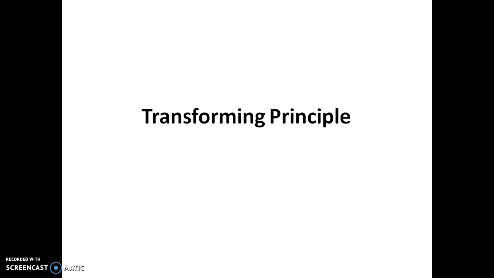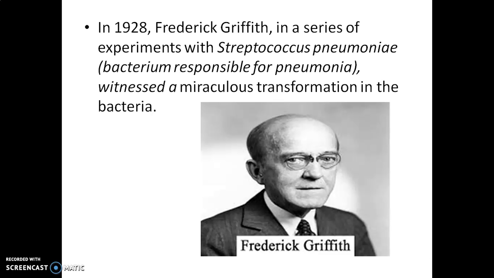So, how could we identify the genetic material as nucleic acid? First of all, we will discuss the transformation principle. In 1928, Frederick Griffith, in a series of experiments with the bacterium Streptococcus pneumoniae.